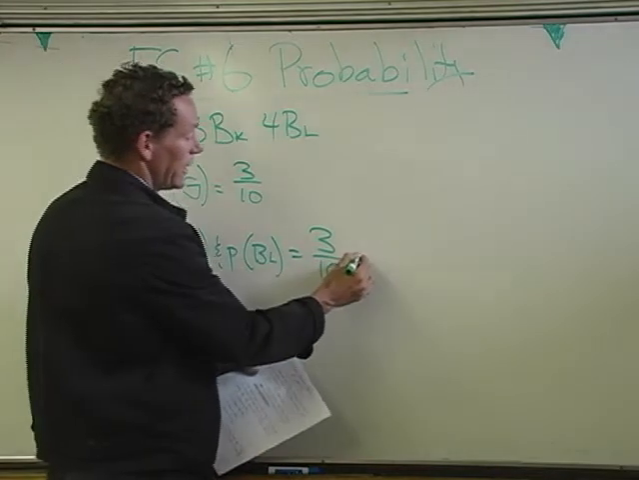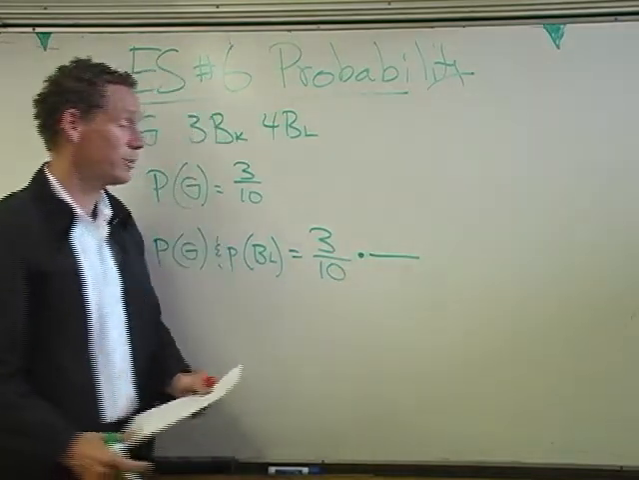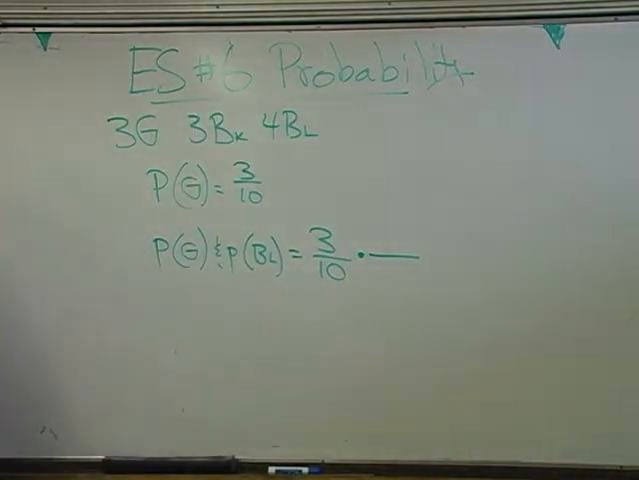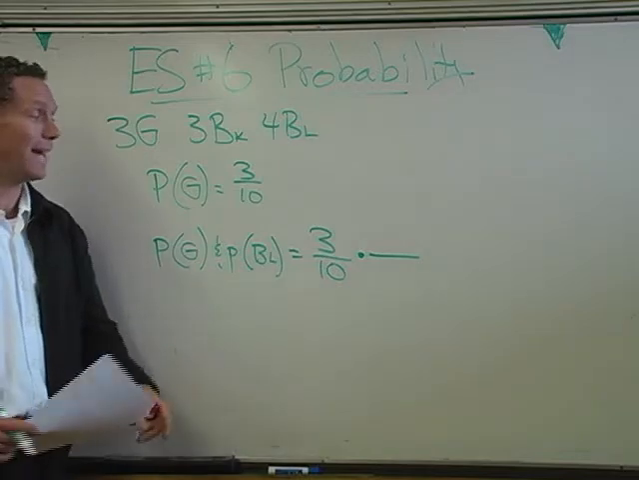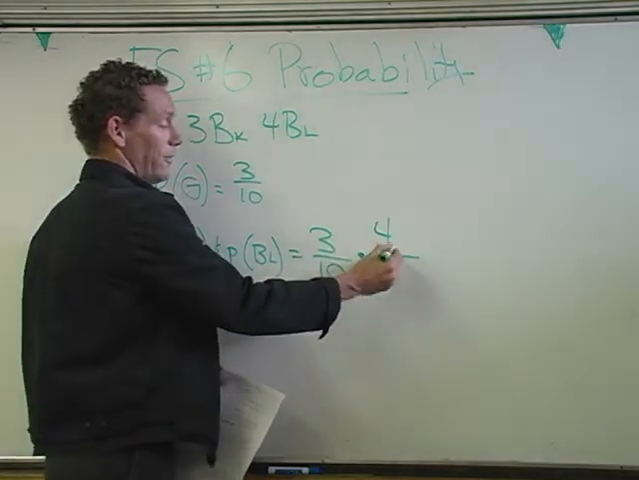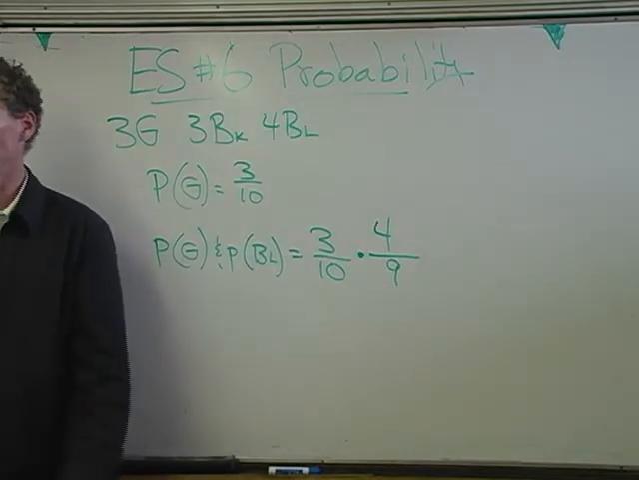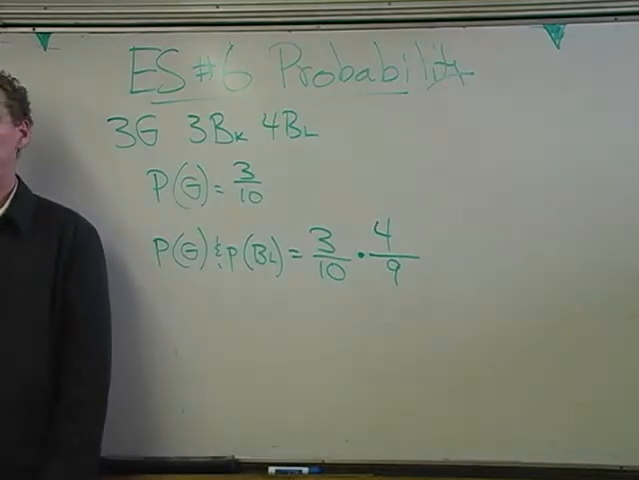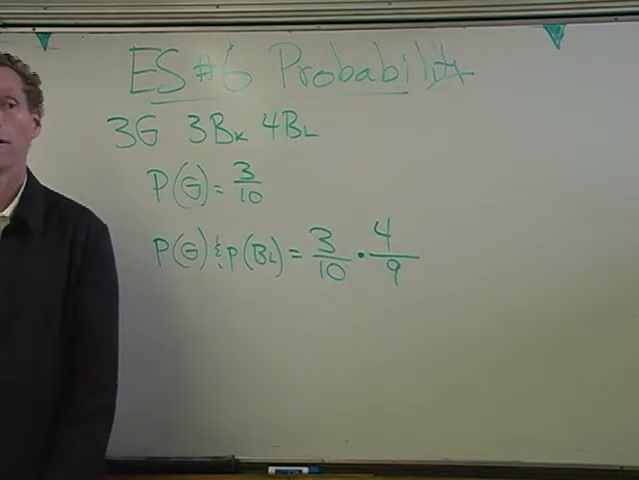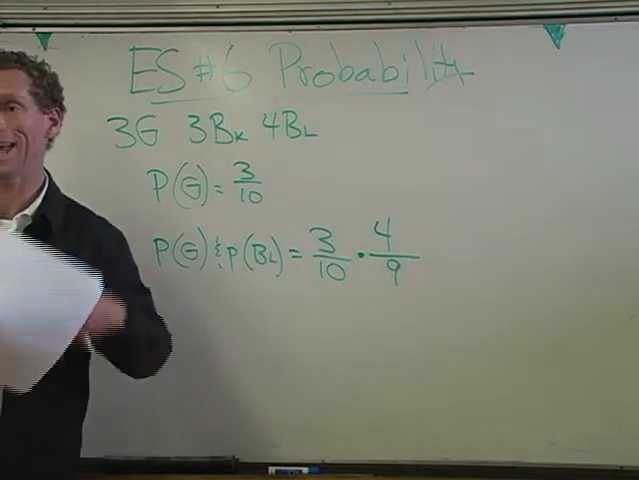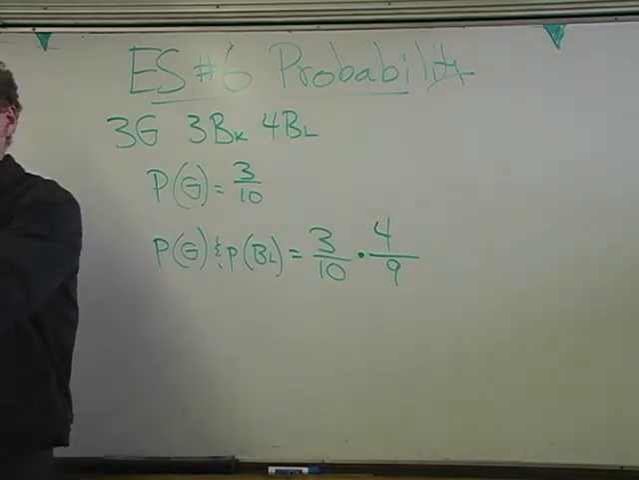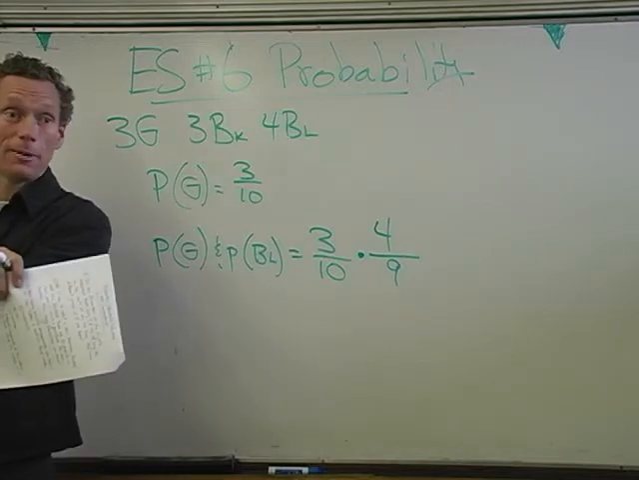So the probability, you're correct, Jasmine, that we are going to multiply the probabilities, but the probability of picking a blue pen now is 4 out of 9, because there are only 9 pens in the drawer, 4 of which are blue. Multiply together. And we multiply them, it's an and type probability. We're talking about this happening and then this happening.